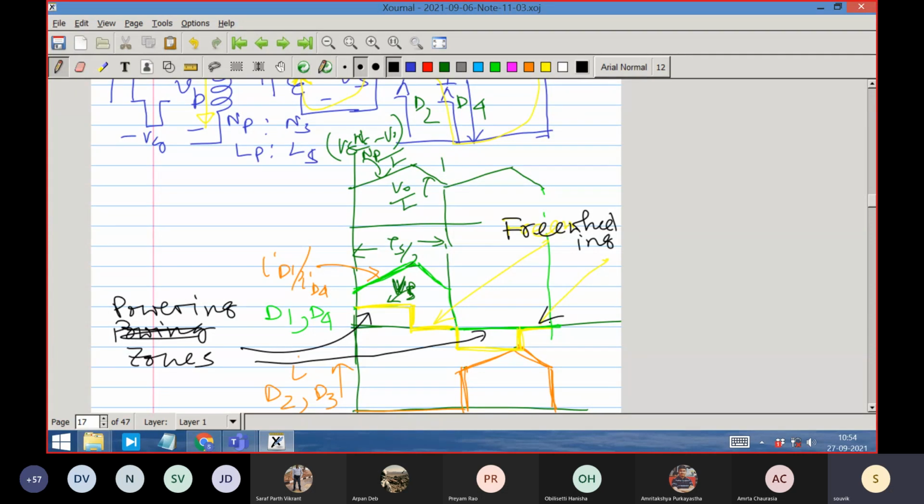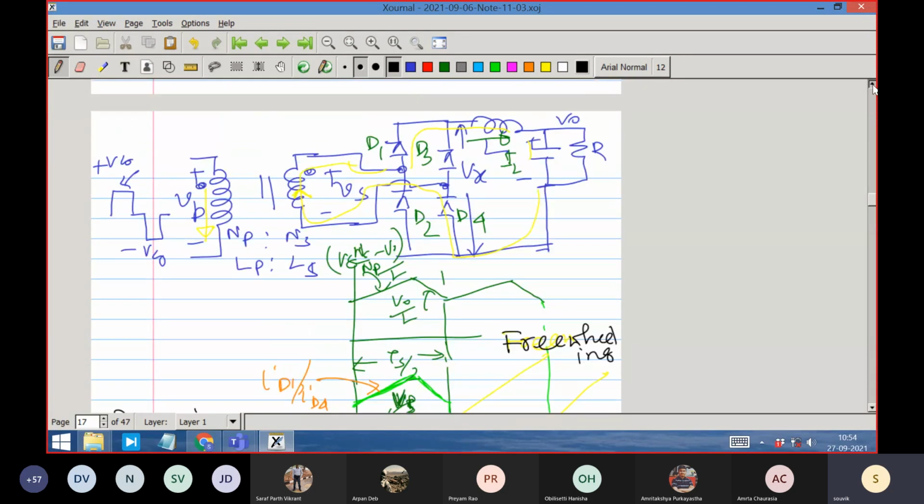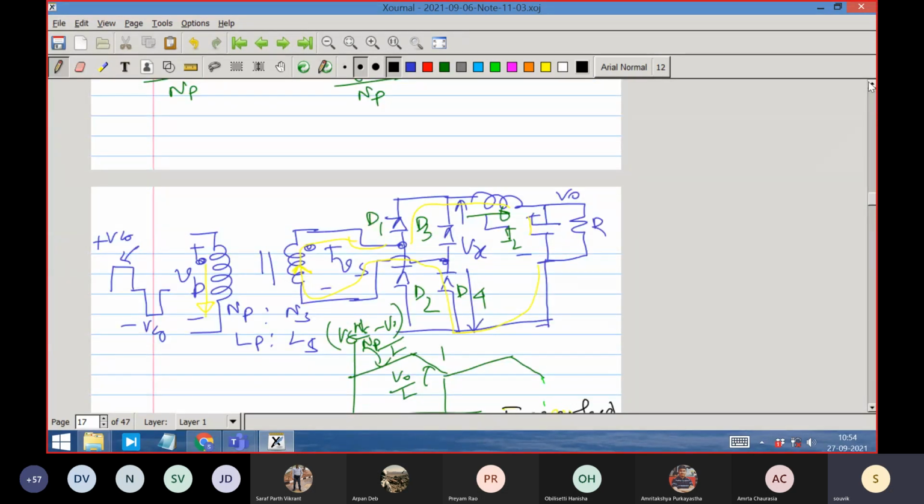But the consequence of that is that in the freewheeling zone the diodes are still conducting. The same diodes D1 and D4 are conducting, because diodes don't know. They have to maintain the inductor current. In the first zone they have a job to push power from the input to the output, and second they have a job of freewheeling the buck inductor current. So that freewheeling current is now flowing through the transformer coil of the secondary.